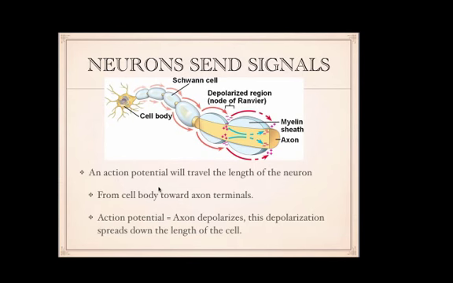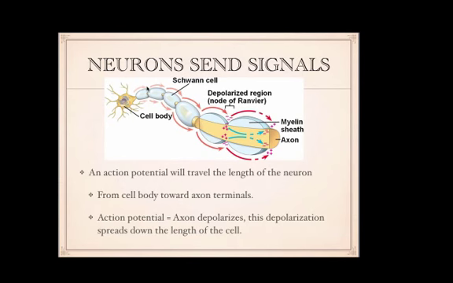The action potential is actually going to be the axon depolarizing little by little. So the action potential is going to be where one region of the axon depolarizes, and that's going to trigger the next region to depolarize, and that's going to trigger the next region to depolarize. We'll talk about what that means in just a second.